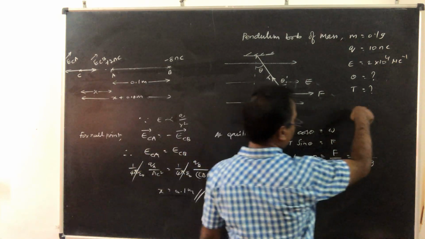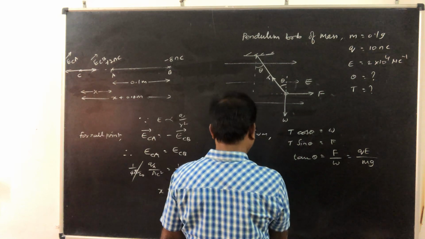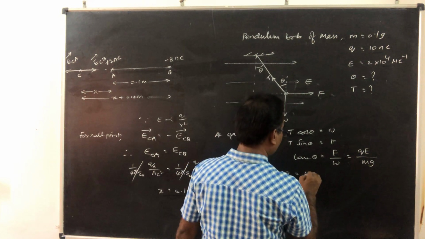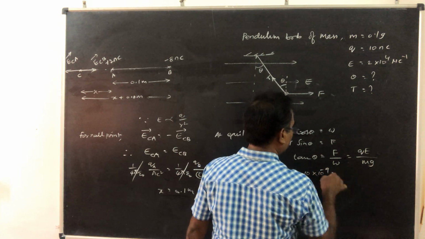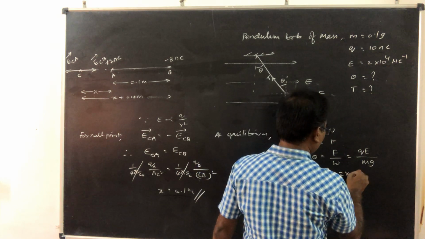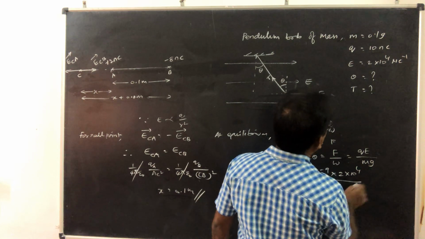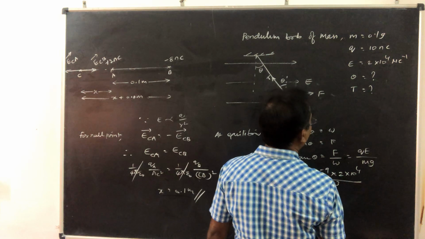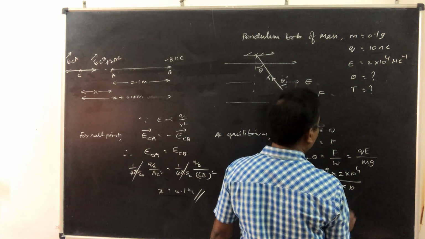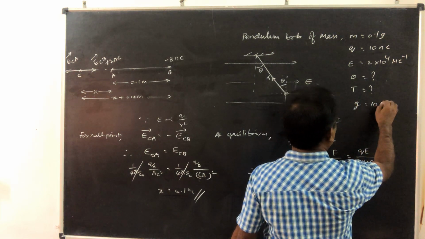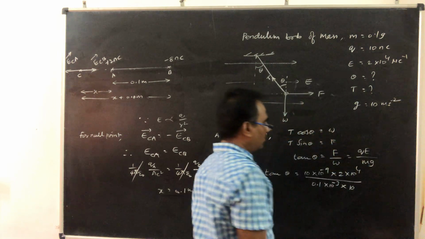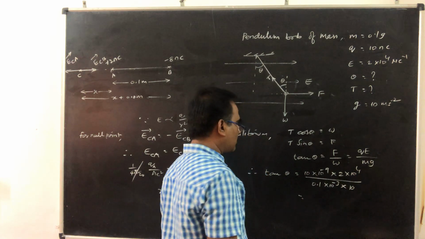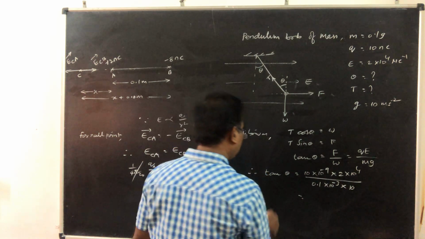You take all these values in this formula, and from that you find your tan theta. This Q is given as 10 nanocoulomb. This E is 2 into 10 to the power of 4. This m is 0.1 gram, that is 0.1 into 10 to the power of minus 3 kg, and for acceleration due to gravity you take g as 10 meter per second square. Now you calculate this tan theta, and from that you find theta.